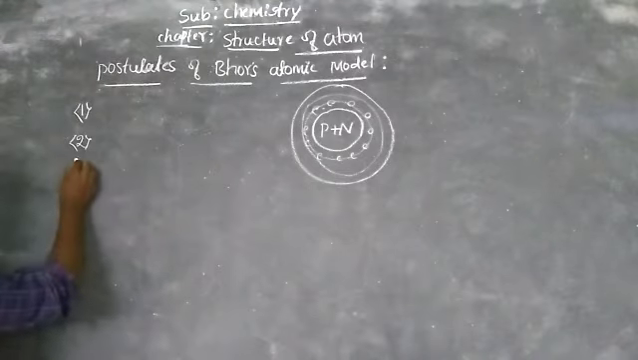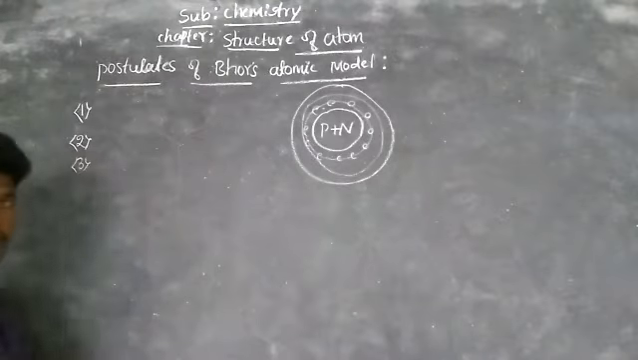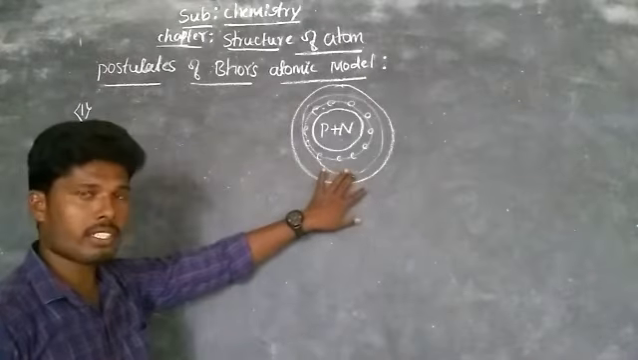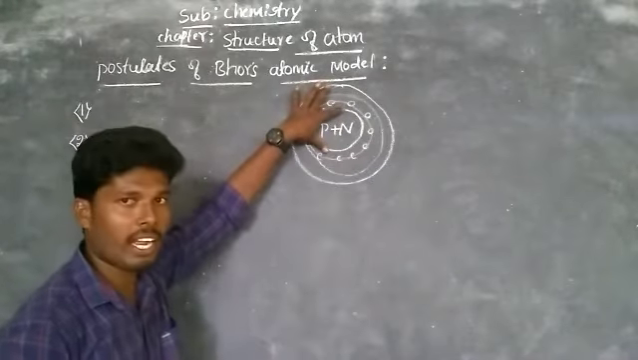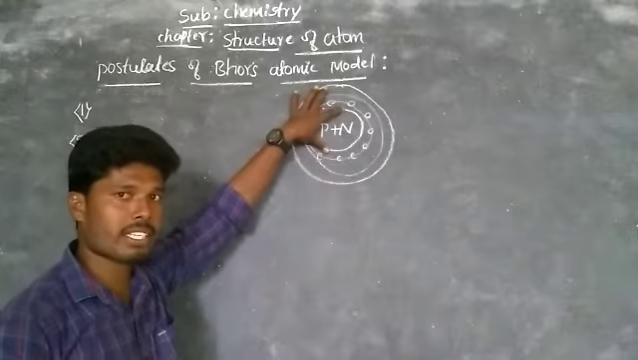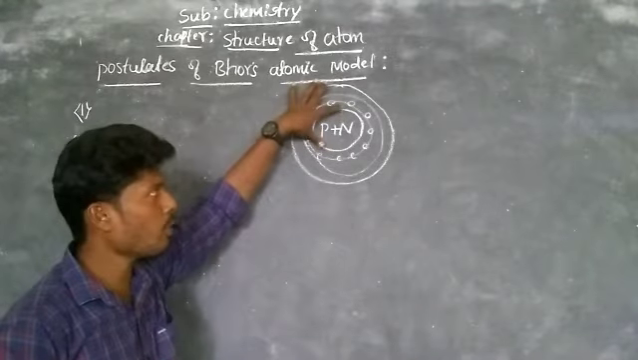And similarly, the third one says that the mass of an atom consists only in the nucleus of an atom. Mass of an atom is concentrated only in the nucleus of an atom.